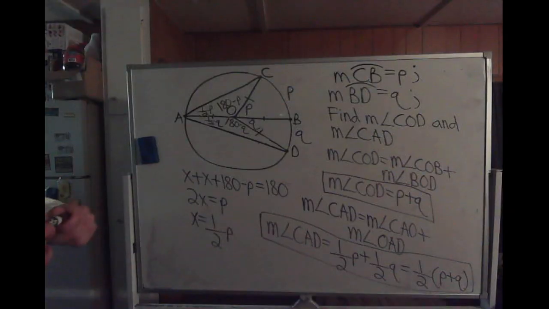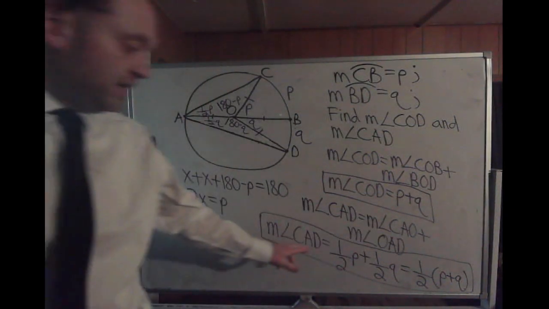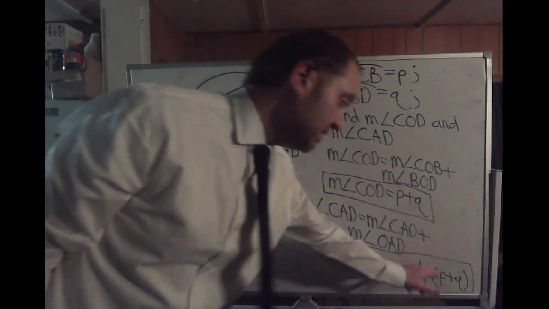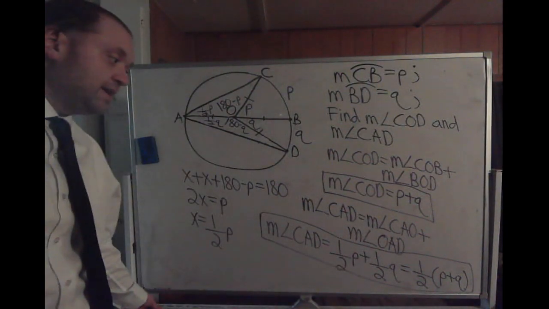So we got that the measure of angle COD is P plus Q. The measure of angle CAD is 1/2 of P plus Q, or 1/2 of P plus 1/2 of Q, however you prefer to write it.